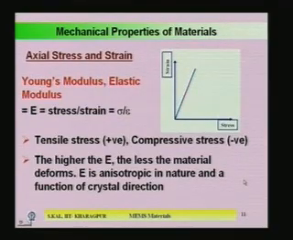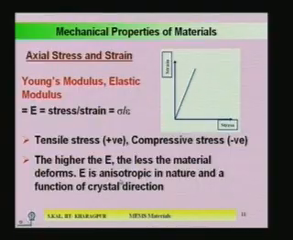Now, the Young's modulus or elastic modulus is basically stress by strain. I have shown it as sigma divided by epsilon, and there are two kinds of stress. One is known as tensile stress, which is positive in nature, the other is compressive stress, which is negative in nature. Compressive stress we call negative stress, and tensile stress we call positive stress. And the higher the E, meaning the Young's modulus or the elastic modulus, the less the material deforms, because if the E value is more, the deformation will be less.